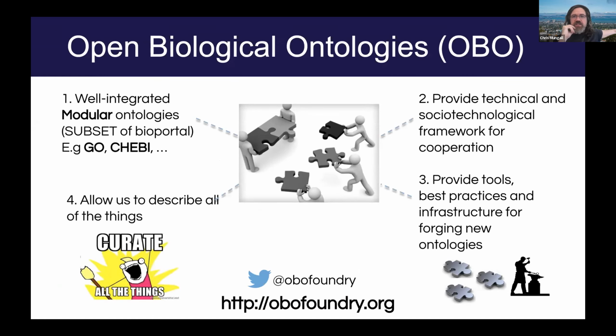This is the only slide I've got on OBO. I'm involved with OBO. But I just wanted to highlight some of the work that we've done with providing a set of integrated ontologies like the Gene Ontology and ChEBI, the Chemical Entities of Biological Interest ontology, providing both the sociological and the technical framework for allowing groups to collaborate, providing different tools for both building ontologies and also performing QC on them, ultimately allowing us to curate this vast universe of different genes and chemical entities out there.